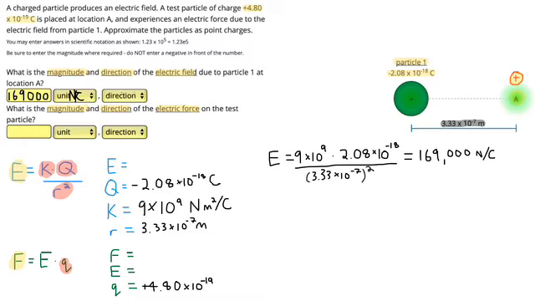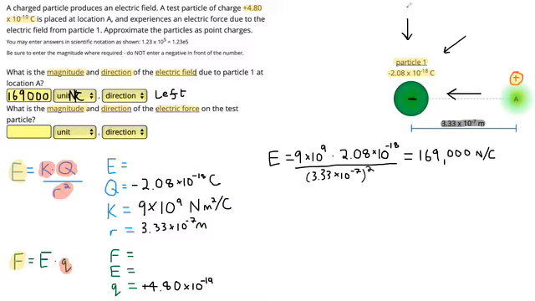For the direction, we know that our main particle is negatively charged. And we also know that field lines always point from positive to negative. So therefore, we know the field lines are going to be pointing in towards the particle. And so at location A, the field lines are going to be pointing to the left, in towards the particle. So the direction of the electric field is going to be left at location A.